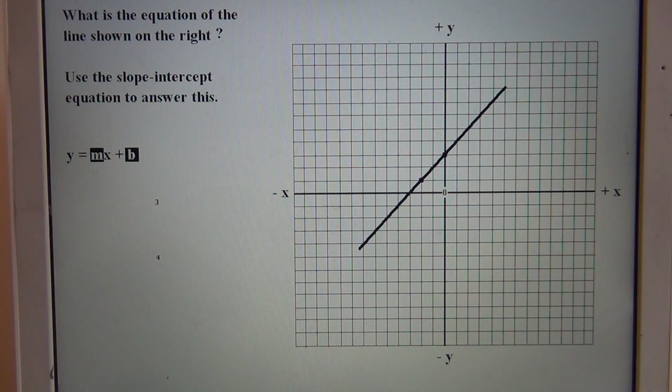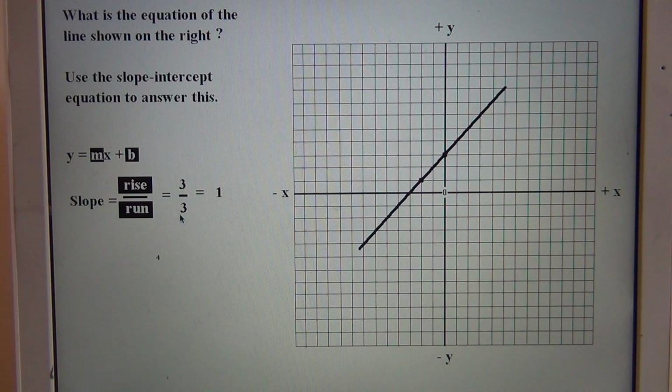Well, let's see what the slope of this line is. We can do this in our heads, I think. Let's take the rise first. 1, 2, 3. Okay, the rise is 3. Let's take the run. 1, 2, 3. So it's 3 over 3. Well, 3 over 3 is 1, and we know it's a positive 1 because this is a positive line.